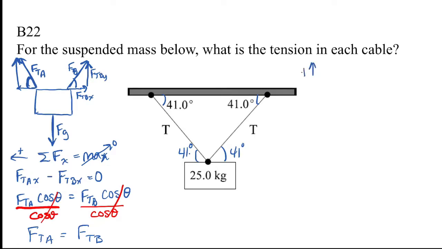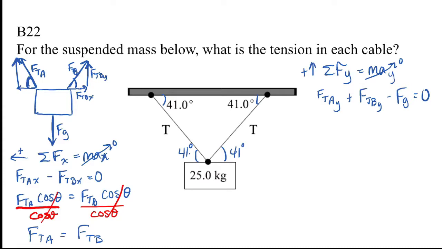Okay, so let's go over to the y direction and see if we can work out what the force of tension is here. I'm going to sum the forces in the y direction, which should equal mass times acceleration, which is, of course, 0. So how do we do this? We have the force of tension of A in the y direction plus force of tension of B in the y direction. Why am I adding them? Because they're both upwards. But then I have to subtract the force of gravity, and that should equal 0.